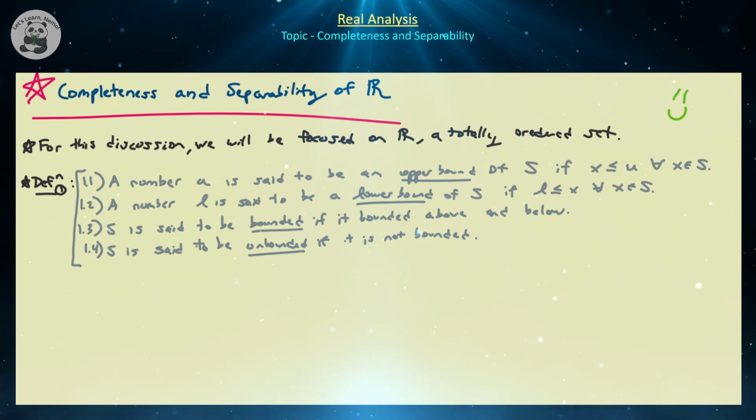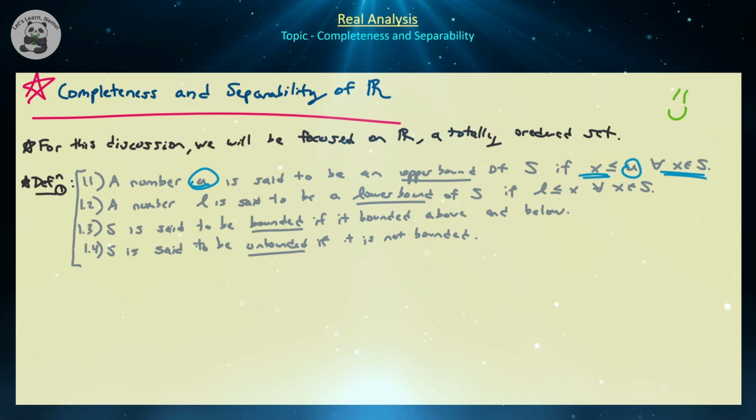So let's introduce a couple concepts that you probably already know, especially if you know those two theorems that we've discussed before. The first concept is an upper bound. We're going to say that U is an upper bound as long as that element is larger than or equal to all elements in that particular set S.